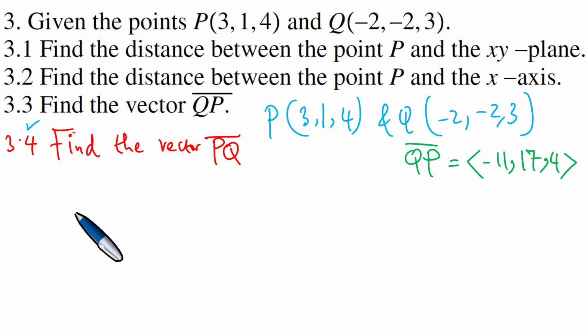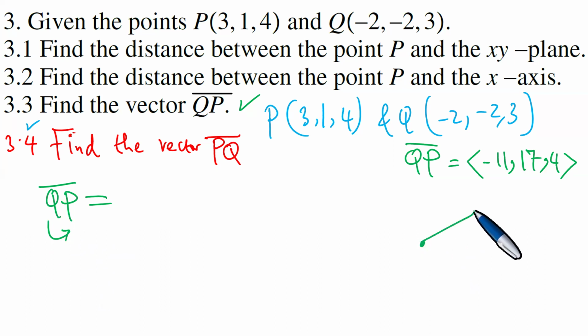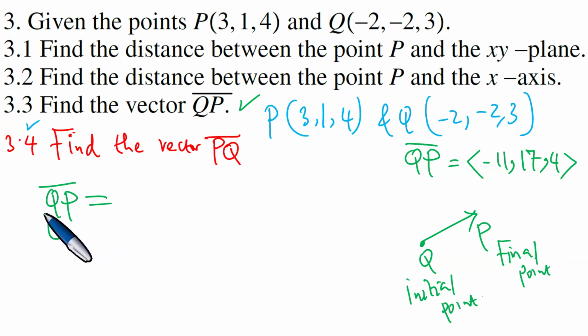Okay, now let's look at this and think together. We want to find the vector PQ, or rather first QP. So the vector QP: we're starting from Q and ending at P. Q is our initial point, from Q to P. So our final point is the point P with the coordinates 3, 1, 4, and our initial point is Q, -2, -2, 3.